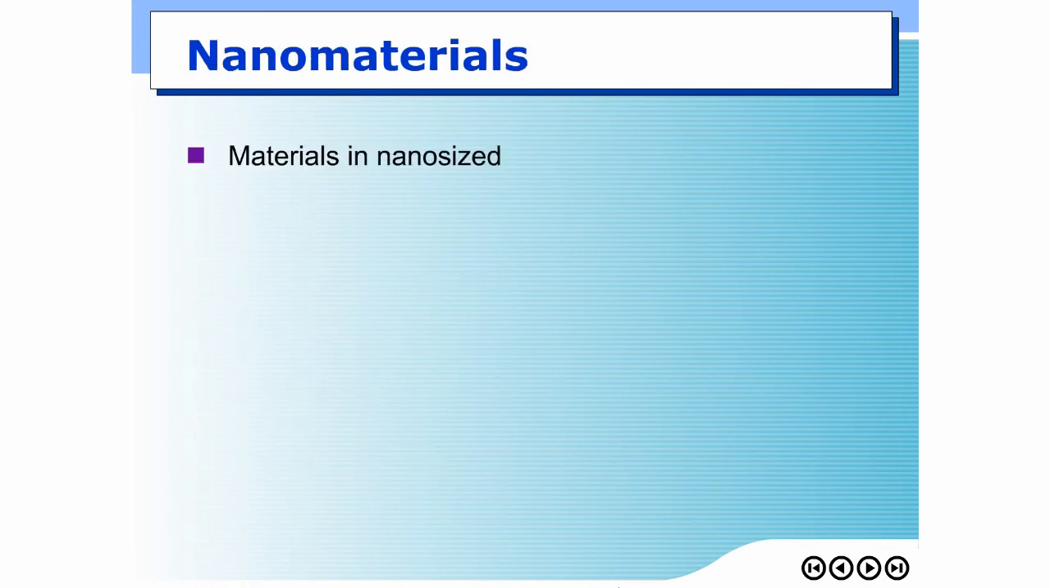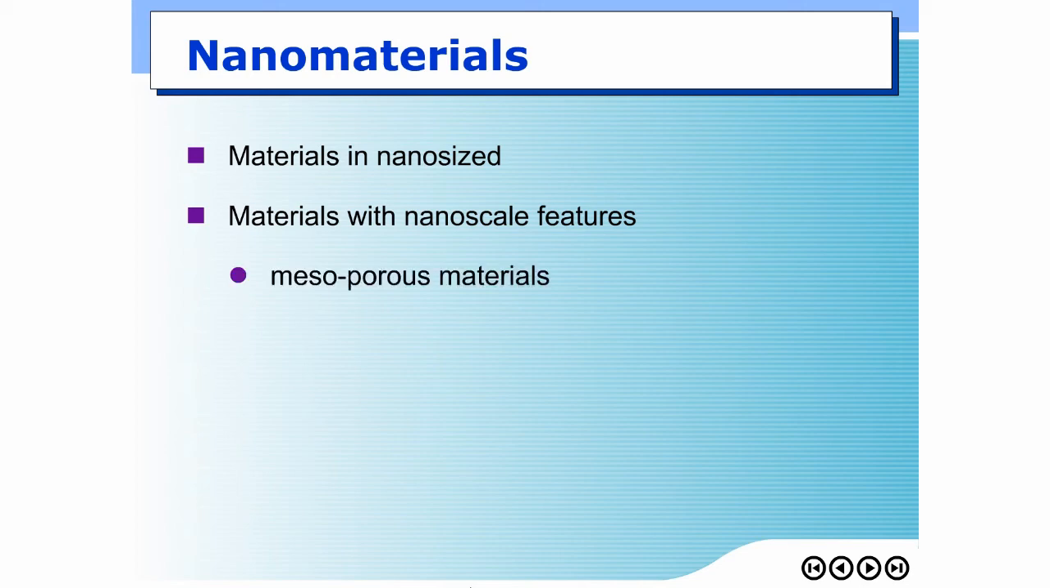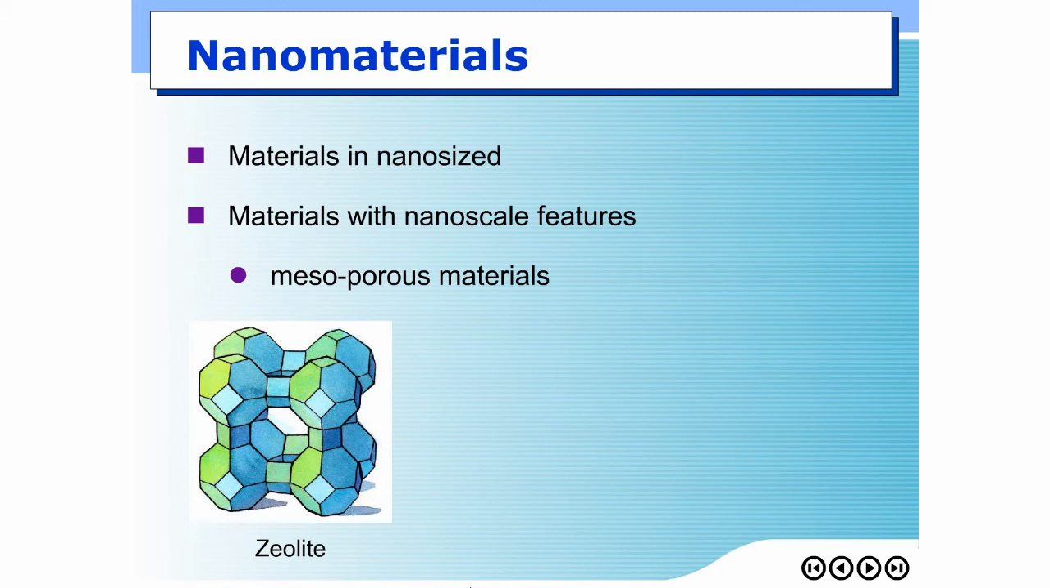For nanomaterials, there are two general groups. The first one is material in nano size, like nanoparticles, nanofilm, nanofibers. But you may also have materials with nanoscale features, just like porous materials, materials with a lot of holes. If the hole size is in nanometers, it's called nanoscale holes. In general, this material is called mesoporous material. An example of a mesoporous material is zeolite.